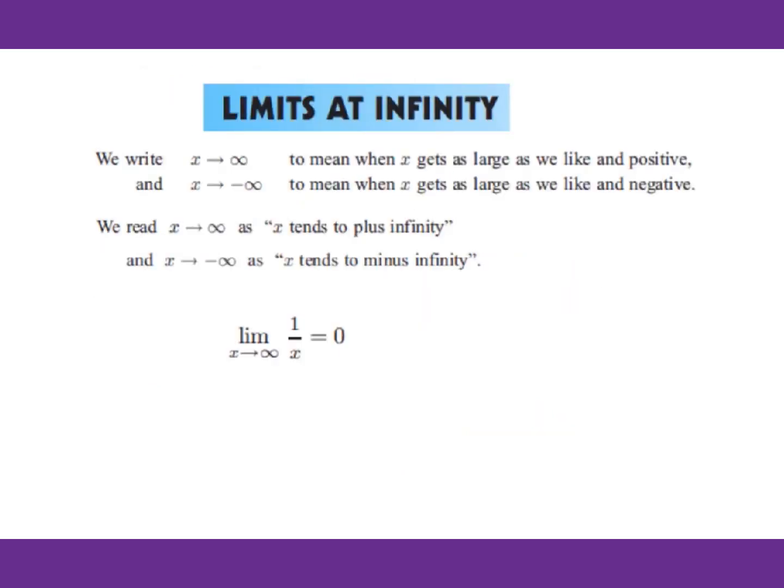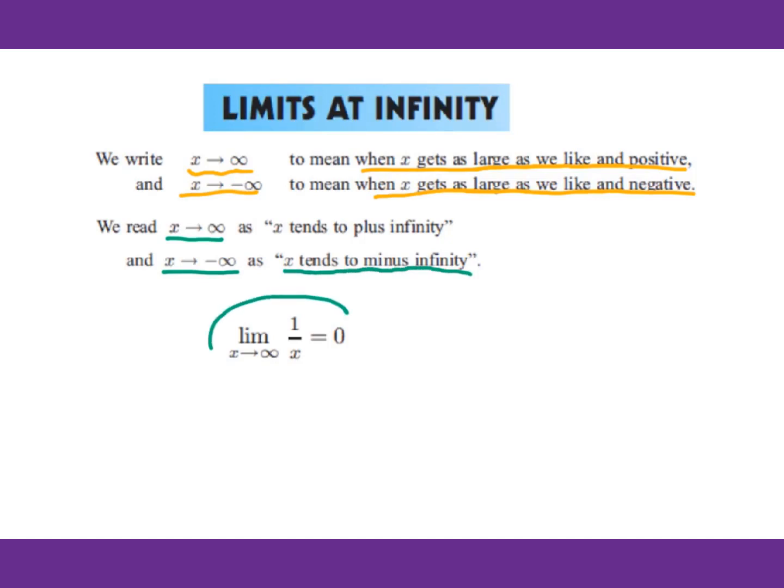Now let's go to limits at infinity. We write this to mean when x gets as large as we like and positive. This one means when x gets as large as we like and negative. We read this as x tends to positive infinity or plus infinity, and we read this as x tends to minus infinity or negative infinity. This is the formula.